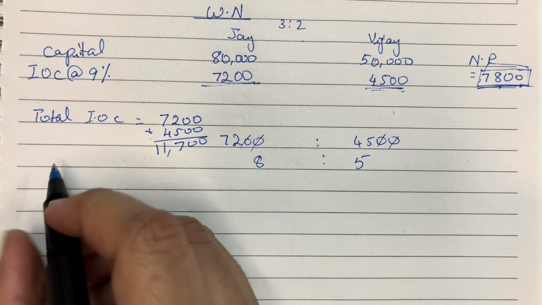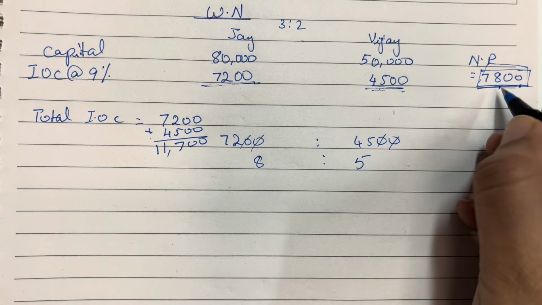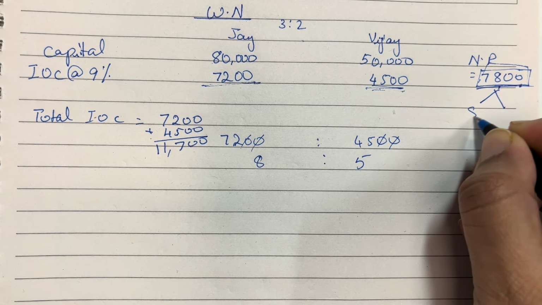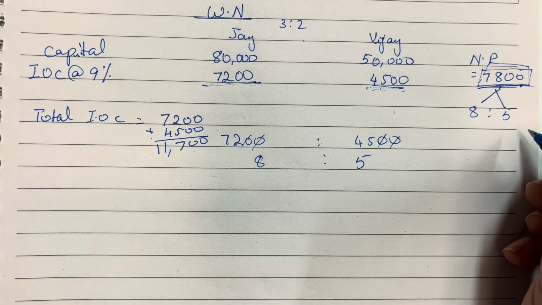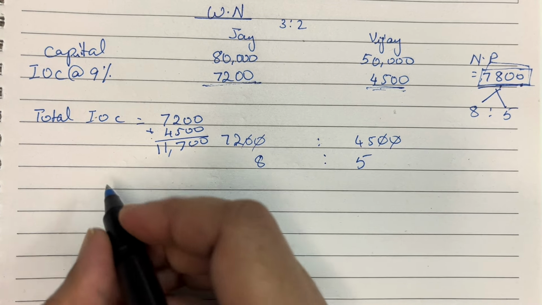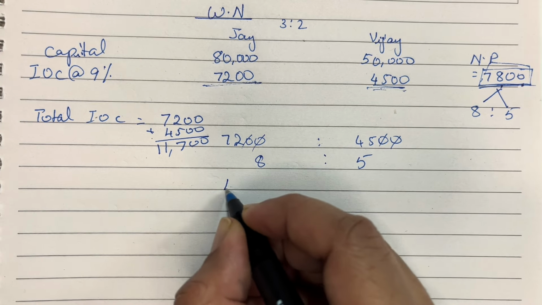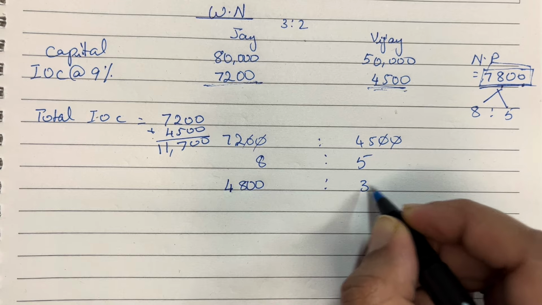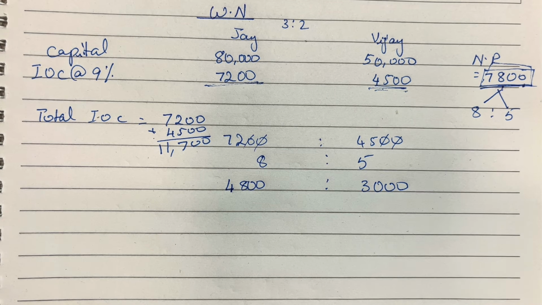So how much is each of them going to get? This 7,800 would be divided between the two partners in the ratio of 8:5. How much is Jay going to get? Jay would get 4,800 and Vijay would get 3,000 as interest on capital. Now our working notes are done. We'll do the sum.